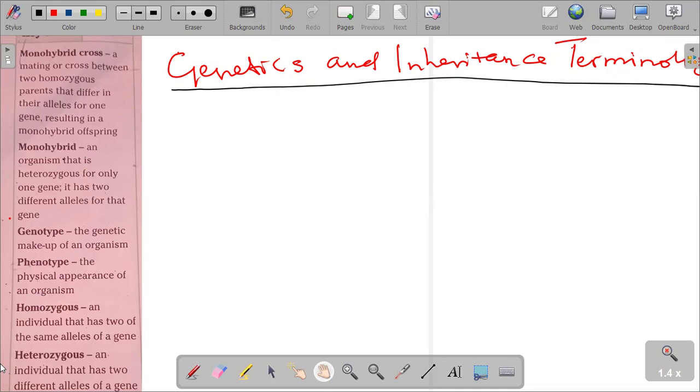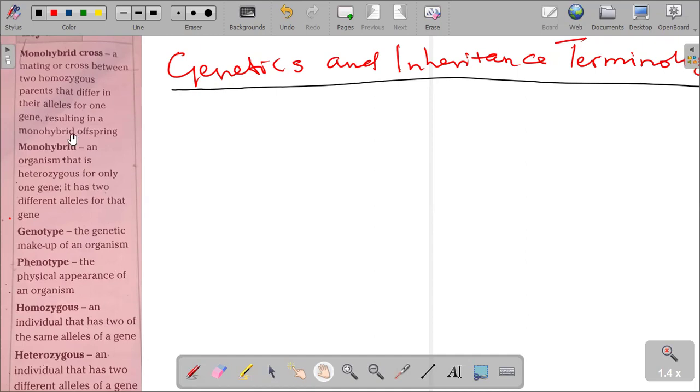The first term that we're going to talk about is monohybrid cross. Monohybrid cross is a mating or a cross between two homozygous parents that differ in their alleles for one gene. That results in a monohybrid offspring. So with regard to this monohybrid cross, the parents are homozygous and they differ in one of their alleles for a gene.